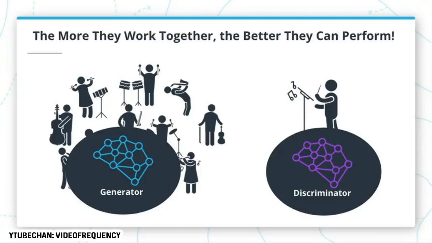Just like how the orchestra and the conductor need to practice to create beautiful music, the generator and discriminator also need to practice together to generate data that resembles the real data. In machine learning, we call this practice a training process. Now let's look at the training process within the context of AWS DeepComposer.